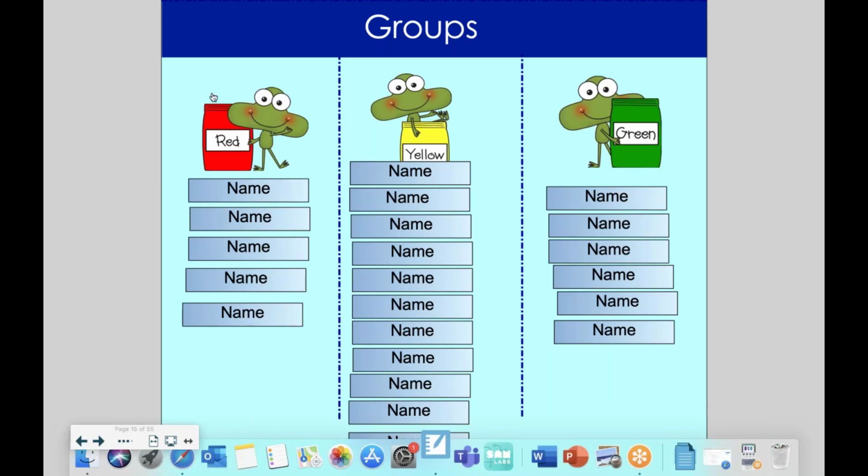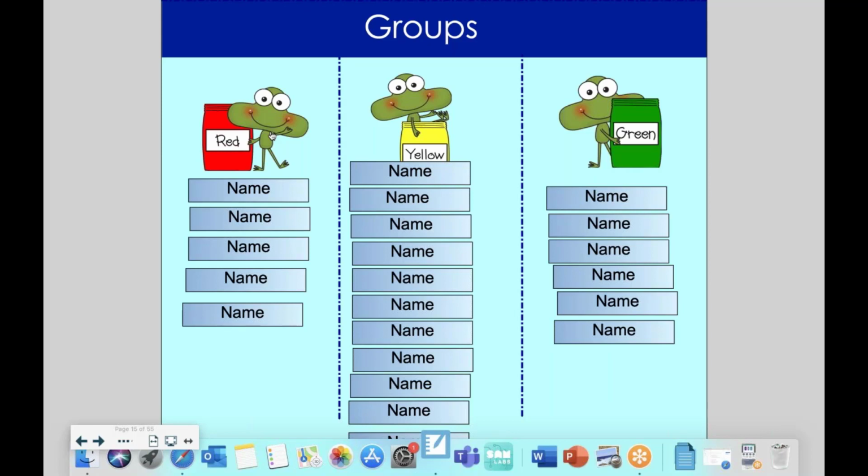So my red group are my friends that are struggling a little bit, need a little bit of support. My yellow group are the ones that I want to extend that little bit more. And my green group are the ones that are smashing it, and I'm going to push them a lot further. At this point, I would drop my file into Smart Learning Suite Online so that I can have it set up for the children so that they can work at their own pace.